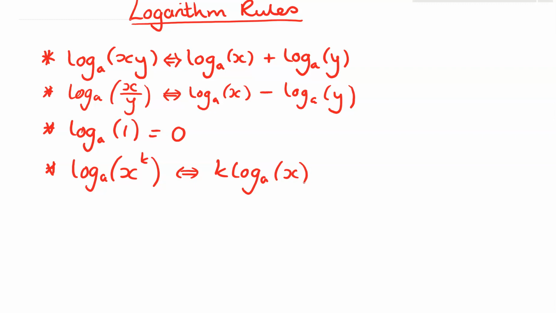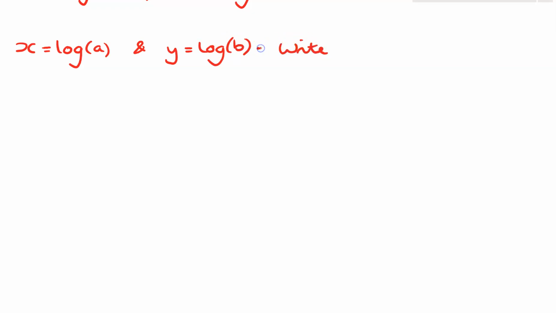I've got a solve and make the subject and just a manipulation. So I want to start with the manipulation. So we have that x is log a and y is log b, and we are asked to write log of 100 a squared over b in x and y.